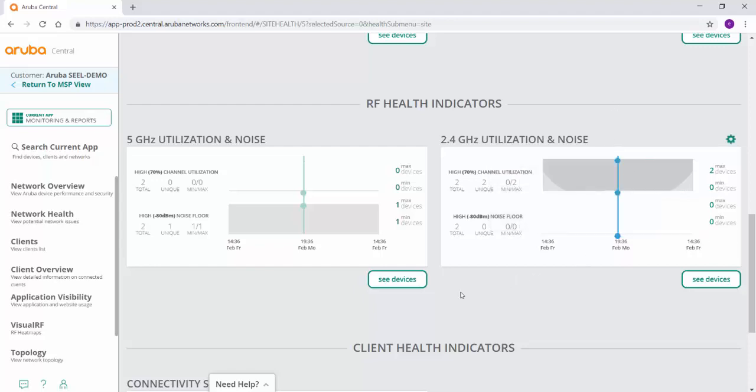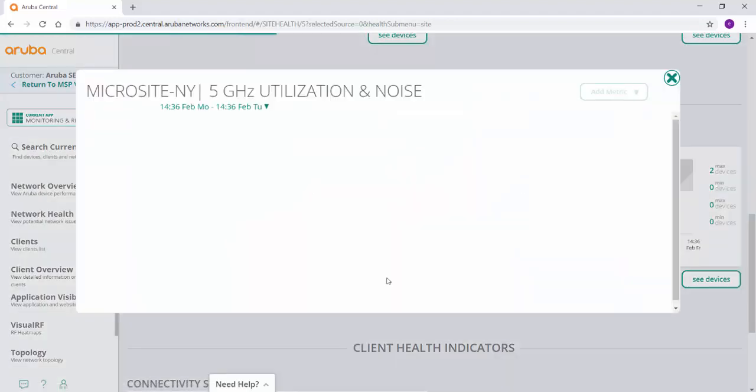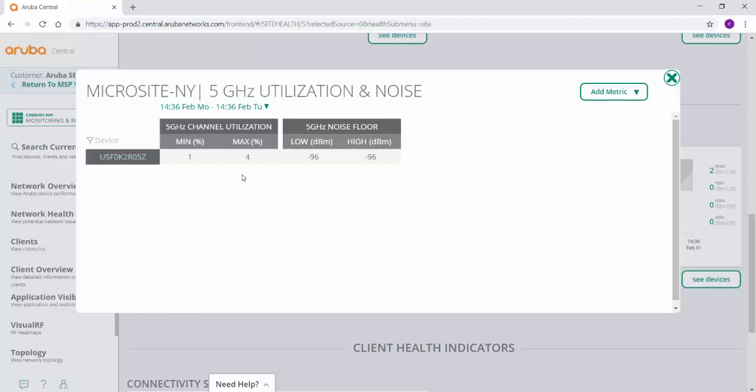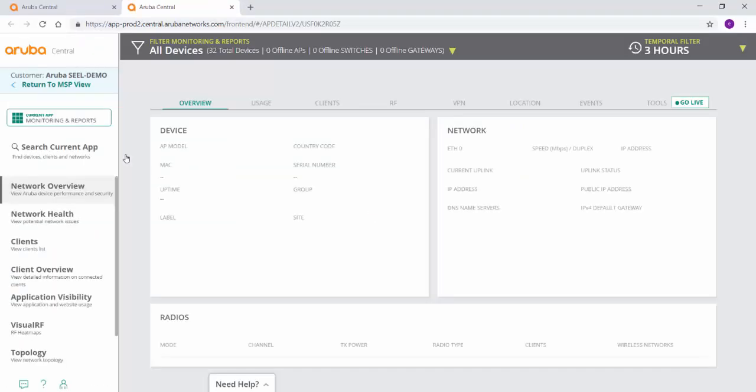So let's go in and take a look at the device that's reporting this issue. Again, we're seeing that utilization is not a problem for us. There is a high noise floor. If I wanted to add some other metrics to determine if there's something else that is contributing to this, we can do so. From a device availability, we don't have anything to worry about. It's been fully operational.